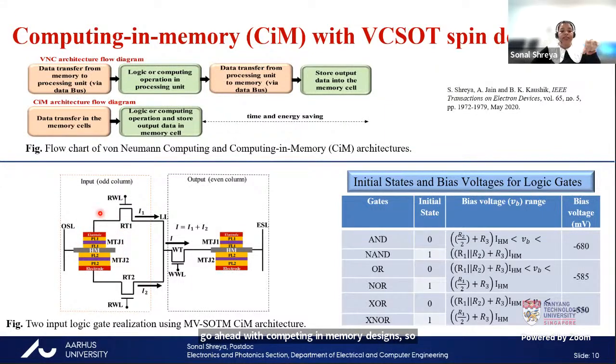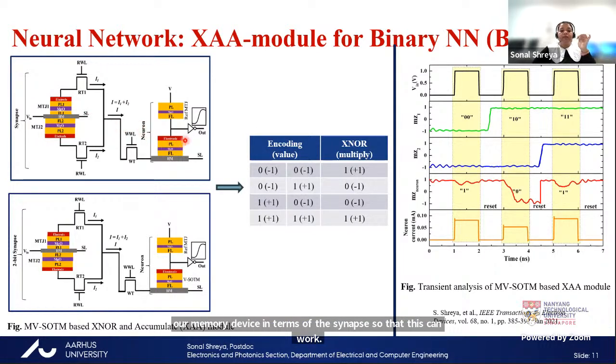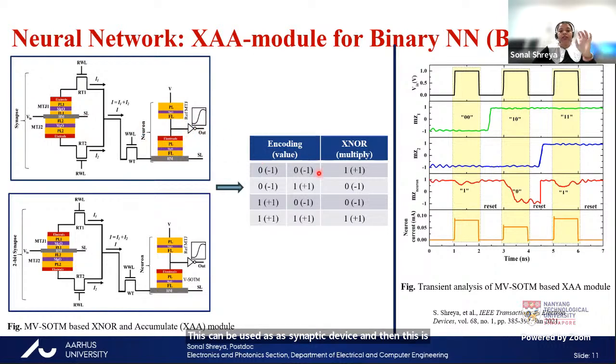So in this, for example, this input or column is taken as a read, and this is as a write for logic devices. And now, suppose we want to do the neural network. For neural network, what are the main requirements? First is synapse, and second is neuron. So we want to design our memory device in terms of a synapse, so that this can be used as a synaptic device, and then this is a neuron, and then we encode this for the requirement. For example, in BNN, we require the smallest module as XNOR. So we encode these bits in terms of XNOR operation, and then we see how the neuron output will look like, whether it is activating or deactivating, how it is performing.